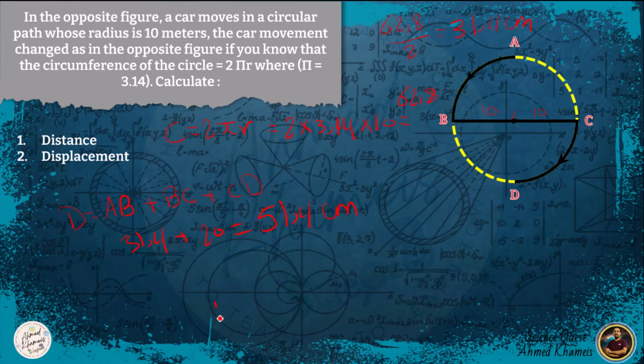Then calculate the displacement. The displacement is the straight line from starting point to end point. So from A to D, and from A to D is also a diameter. So it will equal 20 centimeters in the south direction.